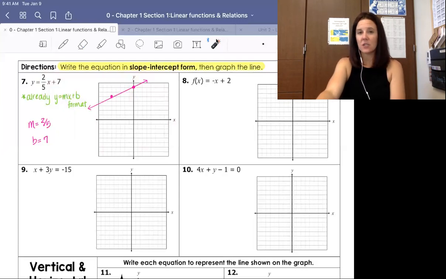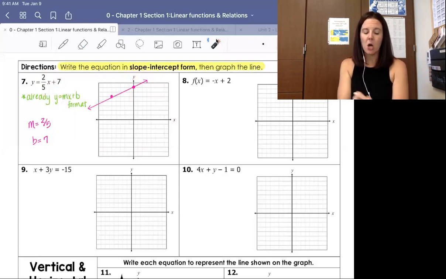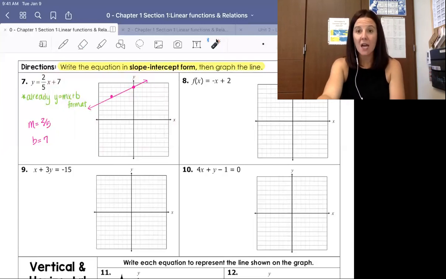Okay, so this should definitely be a review. You should be able to fly through these pretty quickly. On number 9, we do not have an equation that's already in slope-intercept form. We need to put it in slope-intercept form, which means we need to isolate our y variable. So we're going to move that x to the other side to get the y by itself.